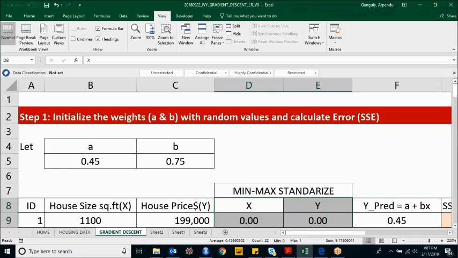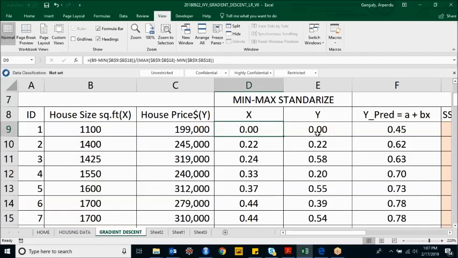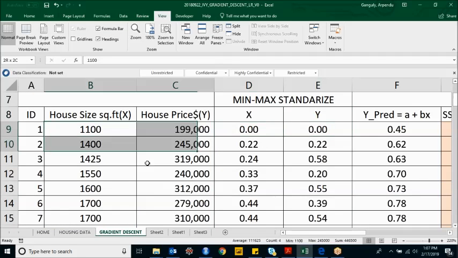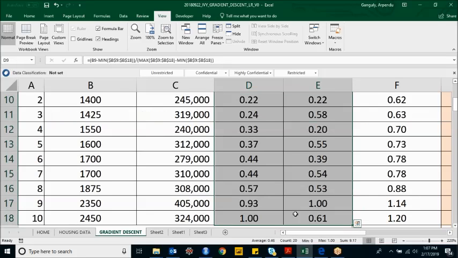I de-standardize it. So that is what I'm doing here. My housing size is in square feet. My price is in price. So I need to de-standardize it to make them comparable. That is what I'm doing for these two variables, this and this. So if you see, they were in different units. Now they are more, 0.11 and all of that, right? So they are now more comparable.